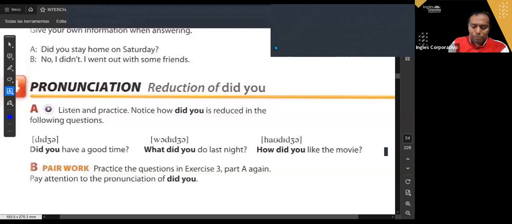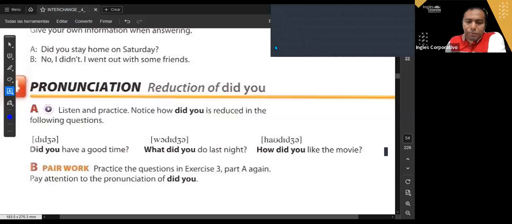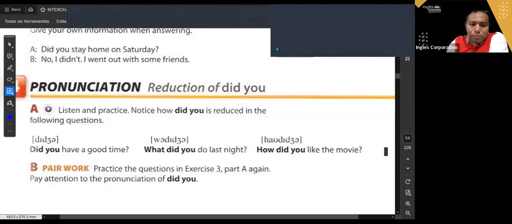Page 45, exercise 4, pronunciation. Reduction of did you. Part A. Listen and practice. Notice how did you is reduced in the following questions. Did you have a good time? What did you do last night? How did you like the movie?